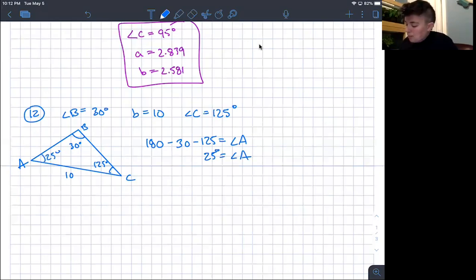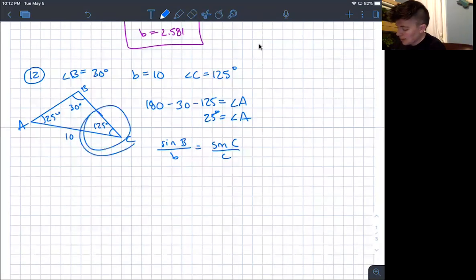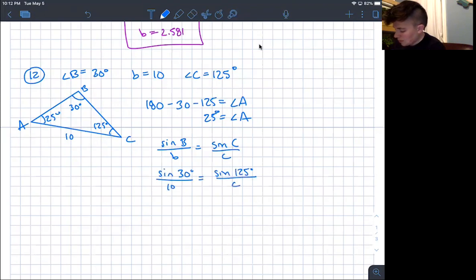I'm going to use angle B and side B down here as my first ratio. So I'm going to say sine of B over B. What I want you to get into the habit of is finding the largest angle first. It doesn't really matter with law of sines, but for law of cosines, you definitely want to always prioritize the largest angle. So let's go ahead and find C. So sine of C over C. We're going to use that because it's the largest angle. So that means I have sine of 30 degrees over 10 equals the sine of 125 degrees over C.